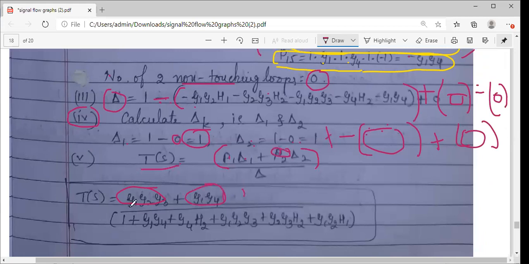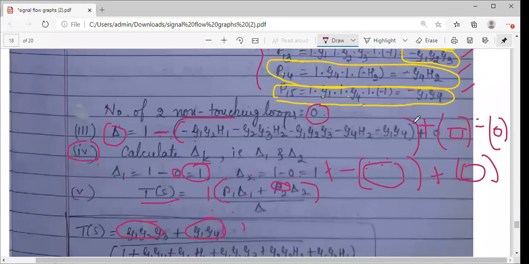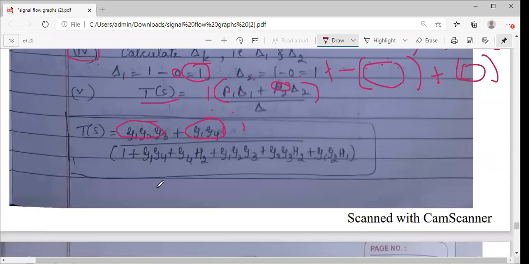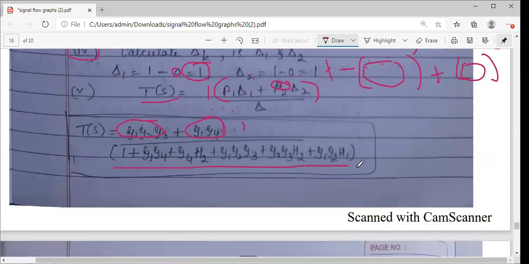Delta 2 is also 1, divided by, or it is 1 by delta. What is delta? 1 minus of this complete value. So I have written 1 minus of minus, it will become 1 plus. So this is your transfer function.